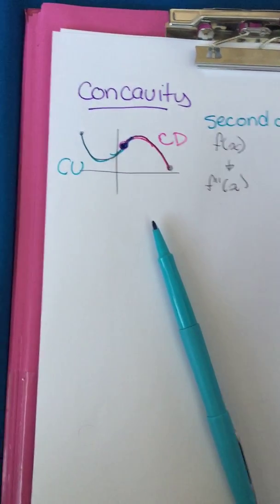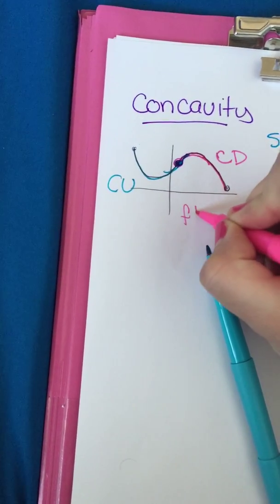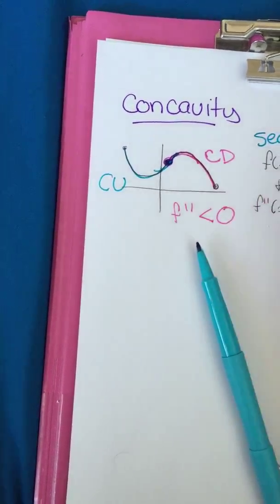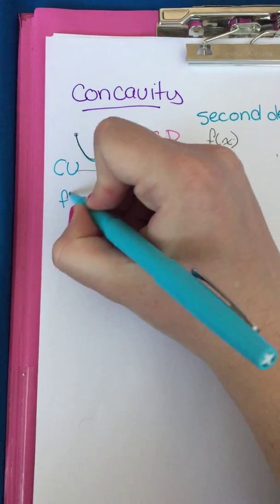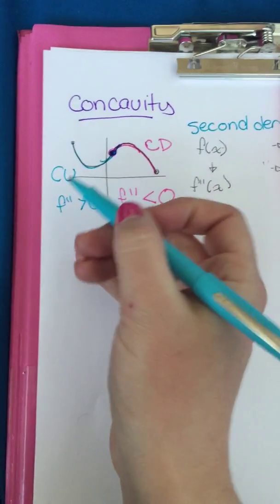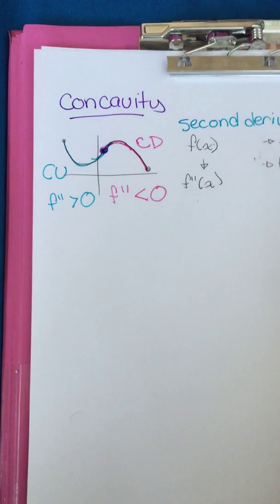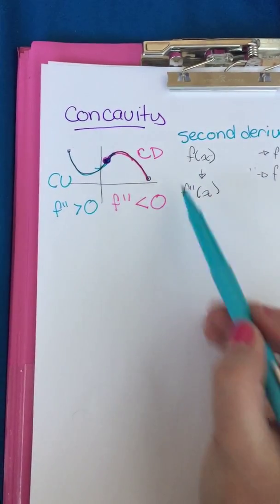It's concave down whenever f double prime is less than 0. Obviously down, less than 0, that makes sense. And it's concave up whenever f double prime is greater than 0. Again, up, greater than 0 makes sense. Now this is just something you kind of have to remember.